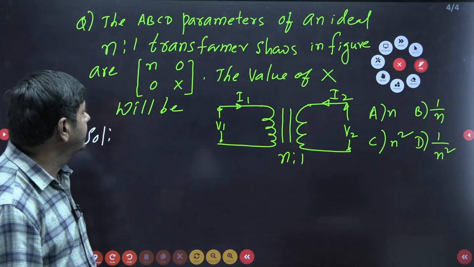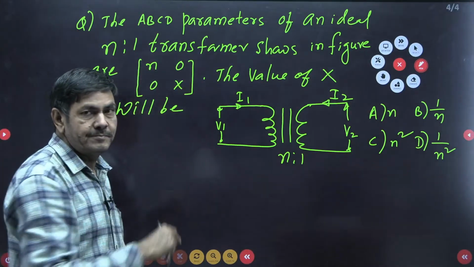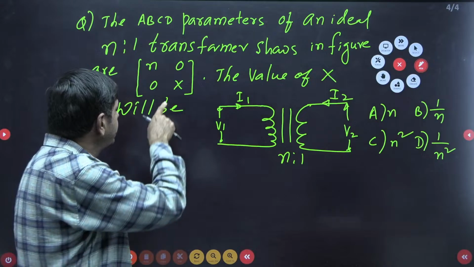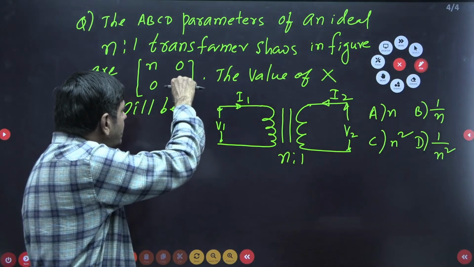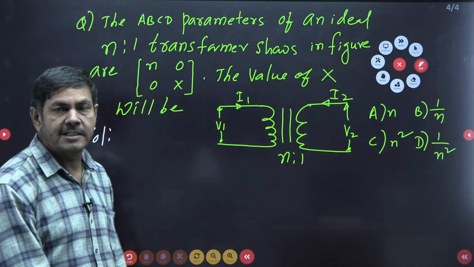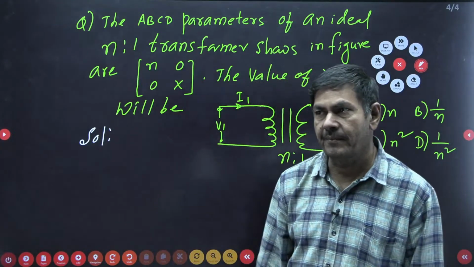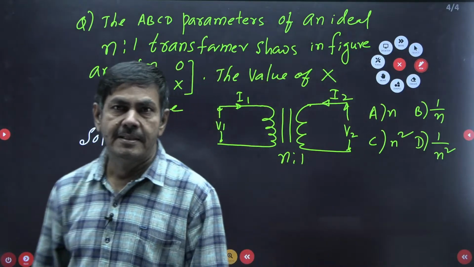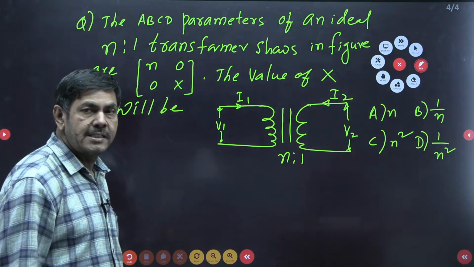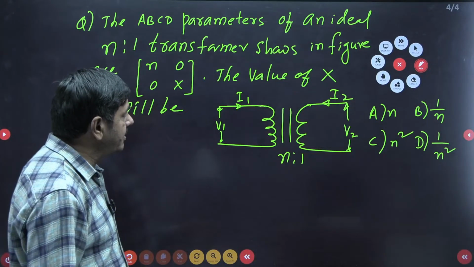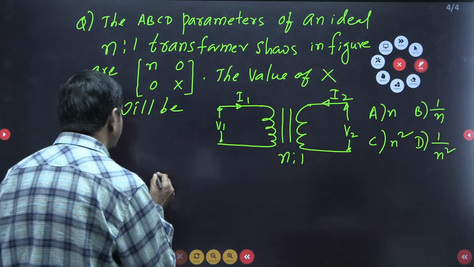How can we find the X value? These are nothing but ABCD parameters. This matrix belongs to the ABCD parameters or transmission parameters, and the question asks to find this X value. One parameter is not given in the problem, and that parameter is what we need to determine. How can we get it? Just by using the relation between voltage and turns and between voltage and currents, you can get the equation. The ratio you know very well.